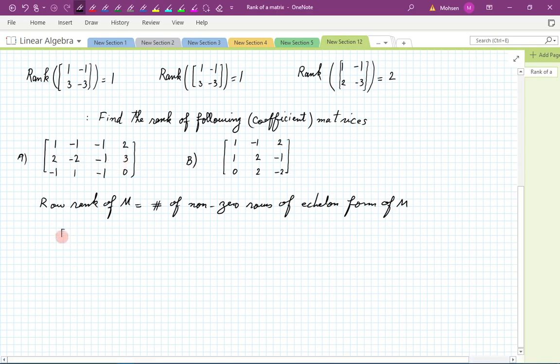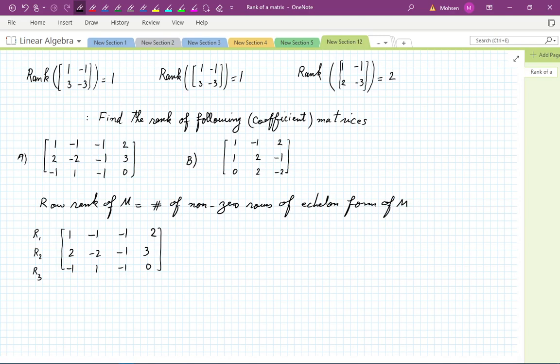So here let's rewrite the matrix: 1, minus 1, minus 1, 2; 2, minus 2, minus 1, 3; minus 1, 1, minus 1, and 0. Let's call these row 1, row 2, row 3. Then we said we treat certain entries as pivots, certain other entries as targets, and then we try to eliminate the bottom triangular portion of this rectangle, and that's going to give us our echelon form.